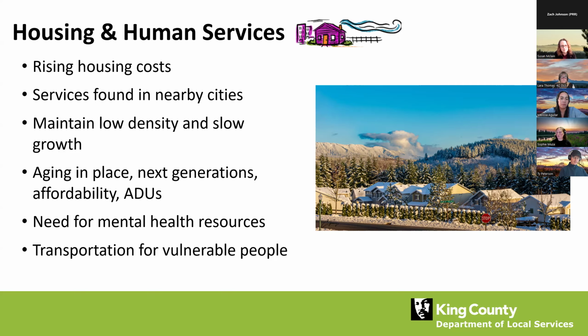There's interest in older homeowners aging in place, concern about homes for the next generation, especially affordable homes. And there's interest in some lower density housing types like accessory dwelling units that may be naturally more affordable. People mention the need for mental health resources for people who can be a bit isolated, youth, seniors, and also transportation for vulnerable people with lower incomes or mobility challenged people. Those are concerns we heard around housing and human services.